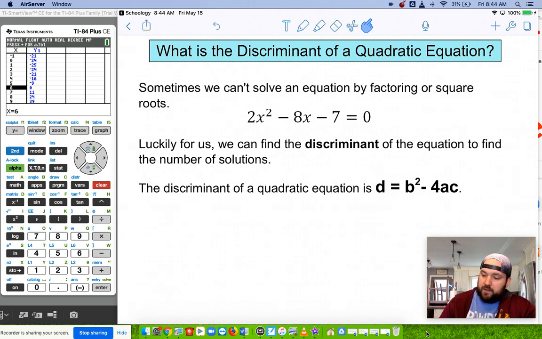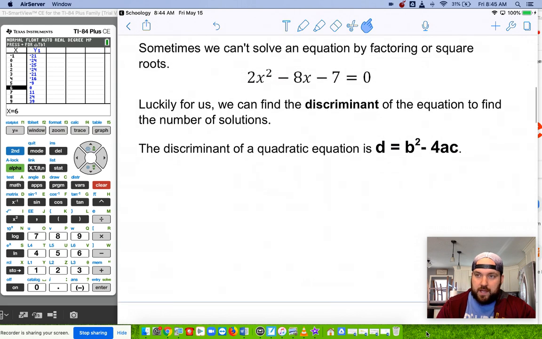So, for instance, this equation: in the previous video we talked about solving by factoring. Something like this cannot be factored. You'd have to do the AC method and find two numbers that multiply to -14 and add to -8, and that doesn't exist. So there's no way to factor this, and you also can't solve by square roots, but that doesn't mean we can't solve it. It just means that the techniques that we've learned so far won't work.